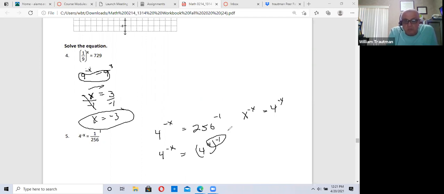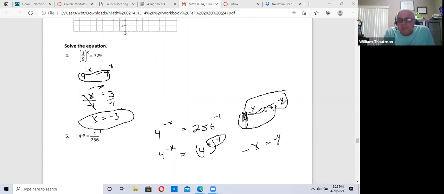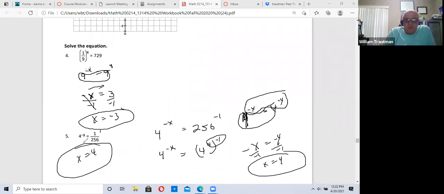Power raised to a power, you can multiply those two together. Oh, this is not an x, this is a 4. And this is the x. So the bases are the same. So negative x equals -4. So the tops have to equal each other. As soon as you get the bases the same, then the tops can equal each other. Divide by a -1 again, and x equals 4. That's my answer for number 5.